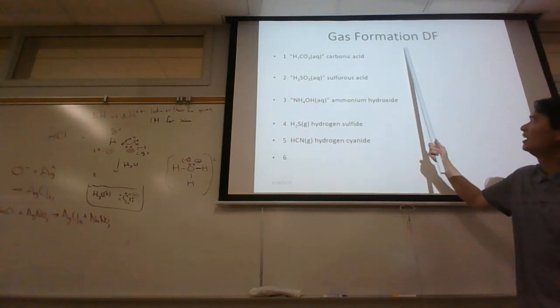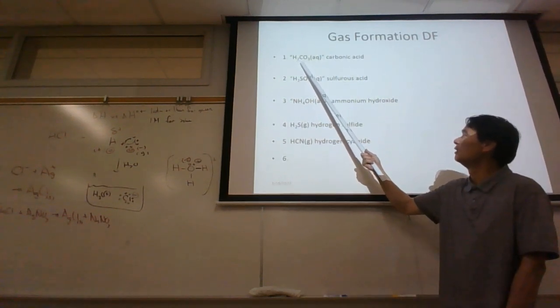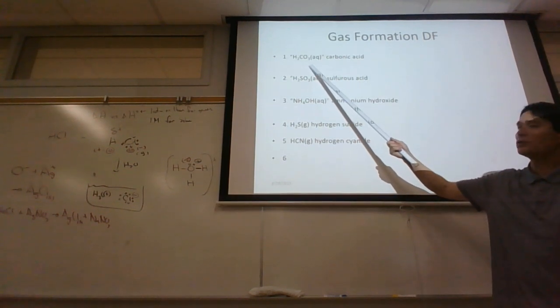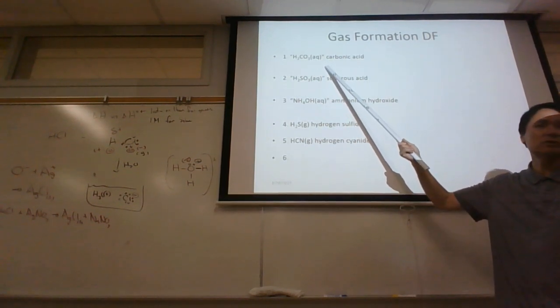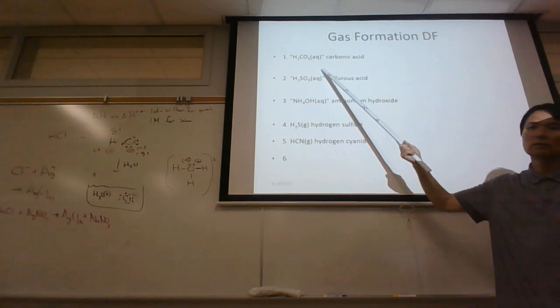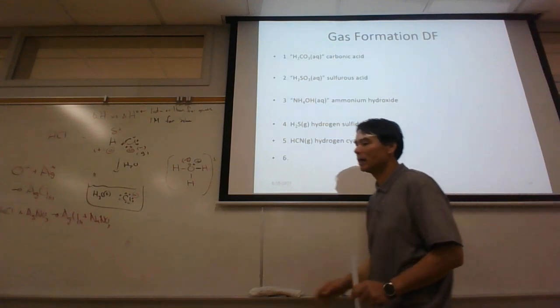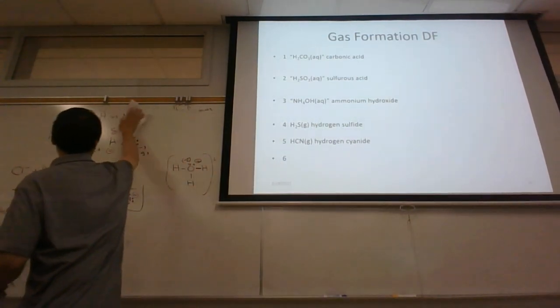Gas formation: if we form an ion combination of hydrogen ions and carbonate, that's carbonic acid. Carbonic acid decomposes. Do you know what carbonic acid decomposes into? Water and carbon dioxide. So gas formation, CO2.